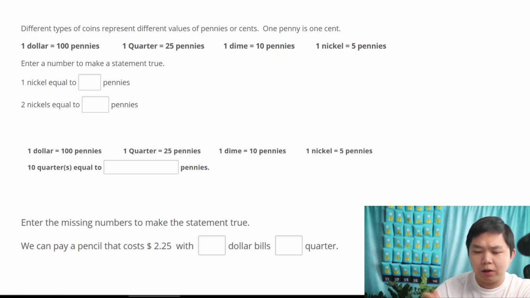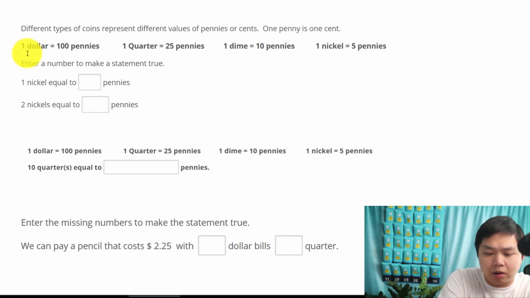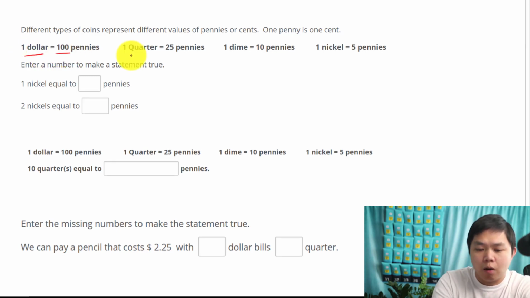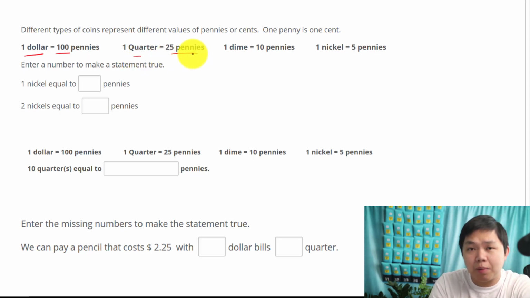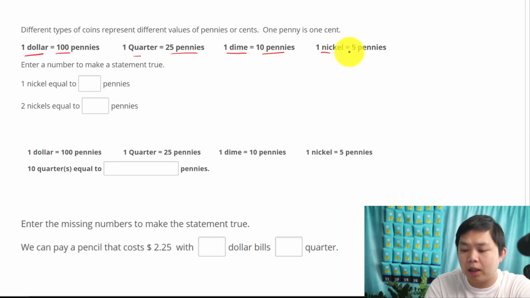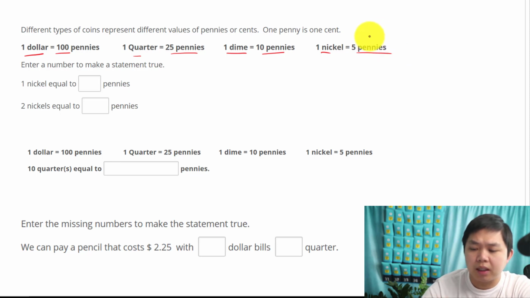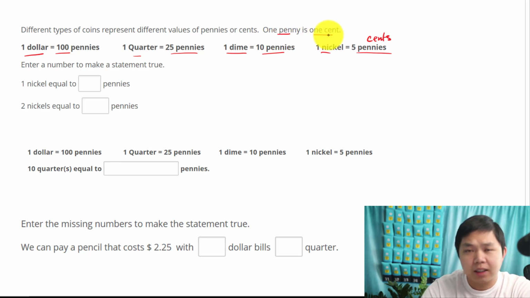But first thing, you already know about dollar, right? $1 bill is equal to 100 pennies. 1 quarter is equal to 25 pennies, 1 dime is equal to 10 pennies, and 1 nickel is equal to 5 pennies. But sometimes we don't use the term pennies, we use the term cents. So when we talk about penny, 1 penny is 1 cent.